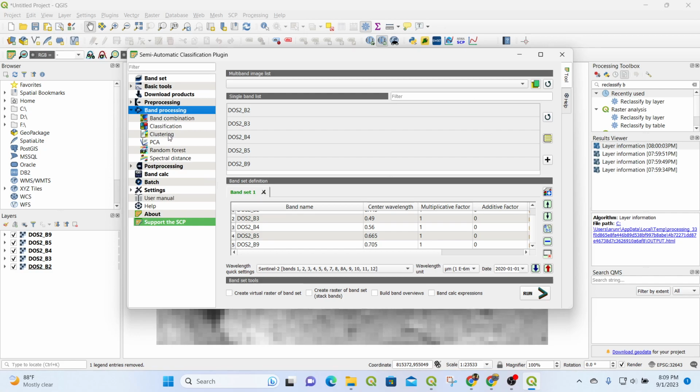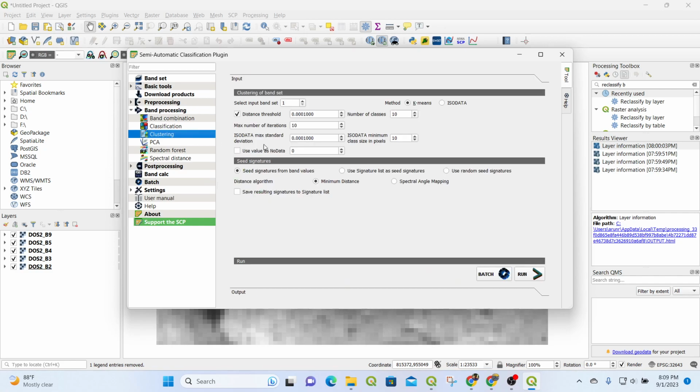Here you can see an option called clustering. Click on that. This is the unsupervised classification window. Our input is band set 1, and then the distance threshold. If you are doing unsupervised classification in parallelepiped, I told you can take 1 sigma, 2 sigma, and with respect to the mean, it will move to the left or the right. Similarly, in k-means clustering also, we are taking x minus mu. So we can set this distance threshold.